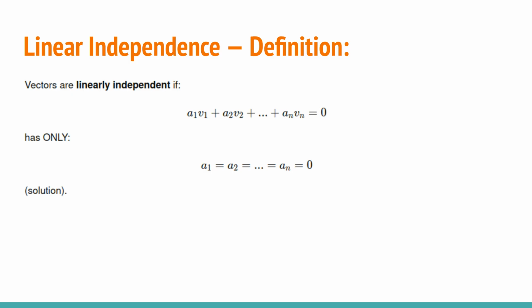Vectors are linearly independent if the equation a1v1 + ... + anvn = 0 has only the trivial solution, where all scalars a1 through an are 0. The meaning of linear independence is that no vector can be written using the others. Each vector adds a new direction to the set.